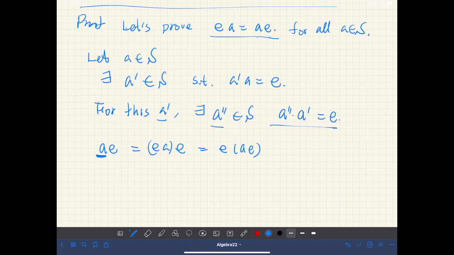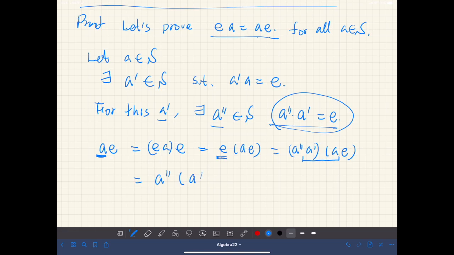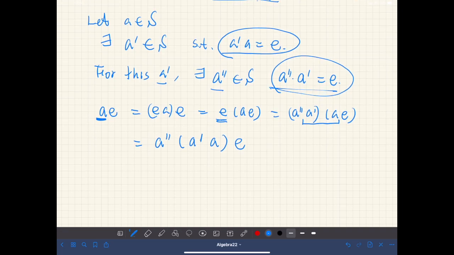And now this E is equal to this, using this equality. We have A double prime A prime times AE. Okay. And let's see, using the associativity, we have now considered this part, A double prime, A times E. But by using this equality, this is equal to E. But E times E is equal to E, so A double prime E.